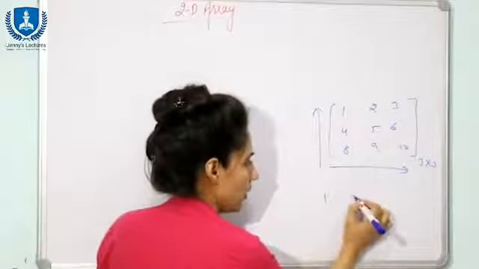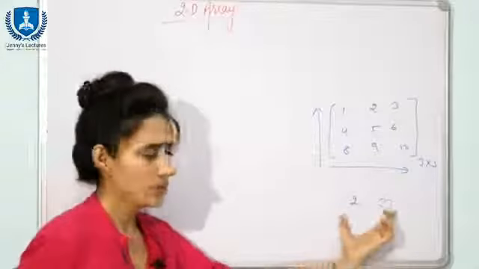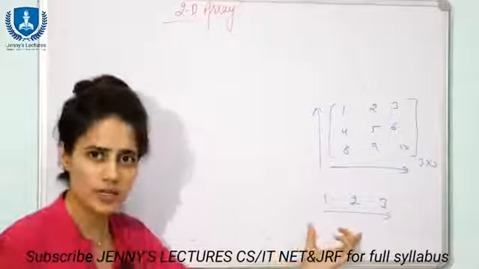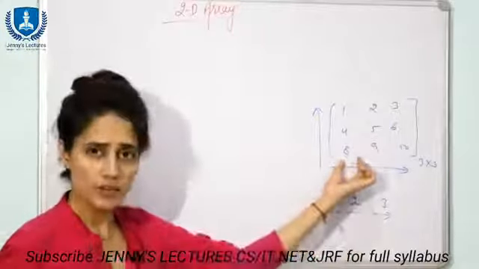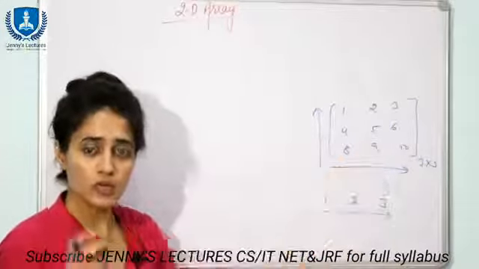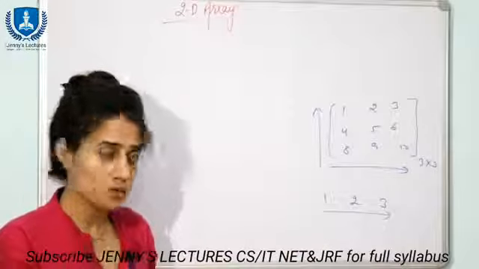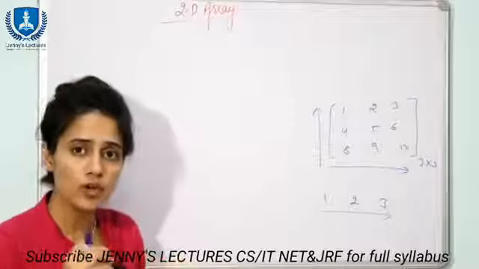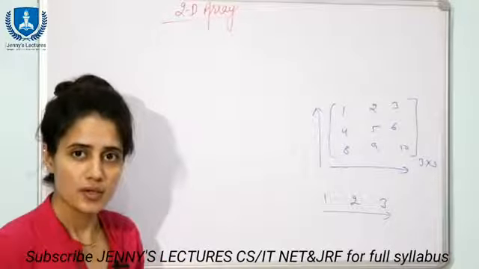If you write simply 1, 2 and 3, this is what a simple array, only one dimension it is having, or you can say it is a 1D array. But this is what? A matrix, or you can say 2D array. So 2D array is also known as a matrix. To represent this thing in computer memory, we use what? 2-dimensional arrays or 2D arrays.